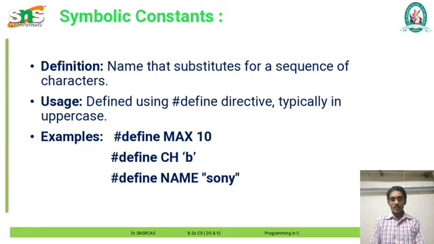Symbolic constants are a substitute for a sequence of characters. They are defined using the #define directive, typically in uppercase. For example, #define MAXTIN, #define CHB in single quotes, and #define NAME in double quotes, "Sony". Here, 'b' defined in single quotes is a single character constant, and "Sony" within double quotes is a string constant.